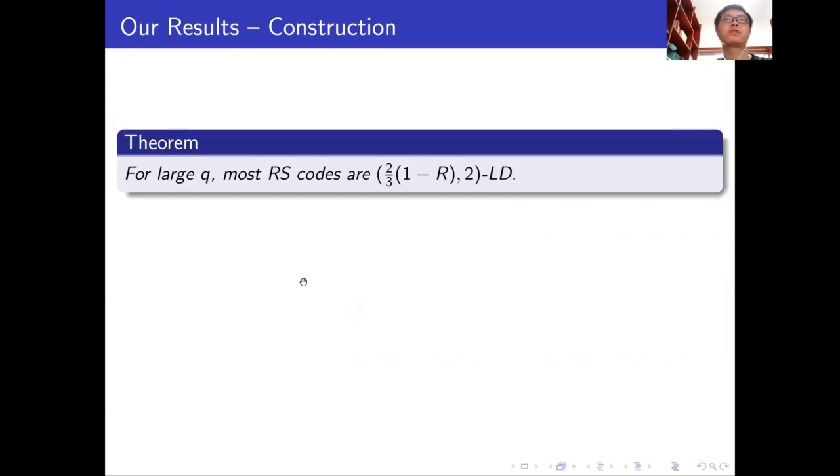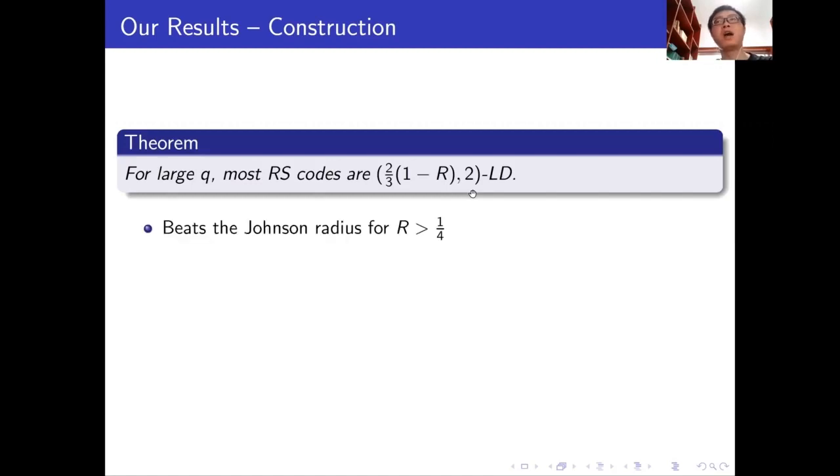Our first construction is the following theorem, which states that for large q, most RS codes are (2/3 times (1 minus R), 2)-list decodable. Here, large q means that q is an exponential function of n. And it is very surprising that the list size of our code construction is a constant too.